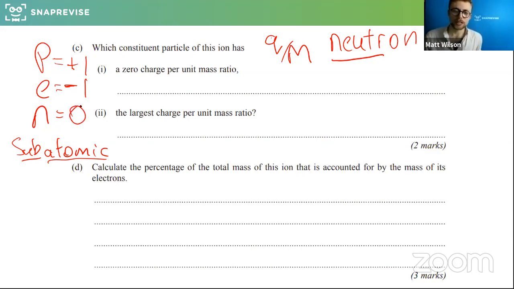So which one of these has 0 charge per unit mass? Well, a neutron has some mass, but it has 0 charge. So the charge per unit mass is 0 over its mass, which is 0. Okay, so it's the neutron.